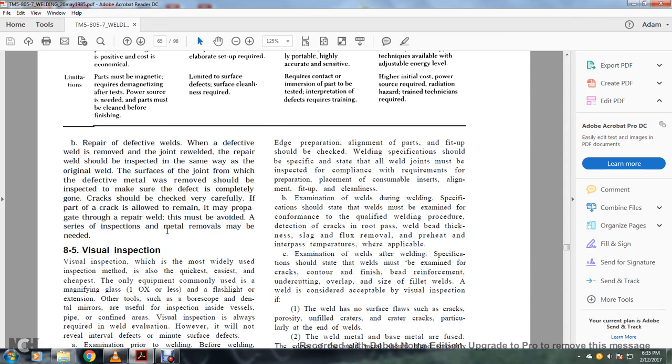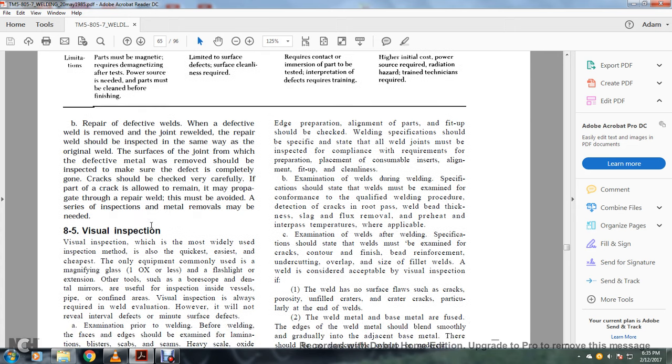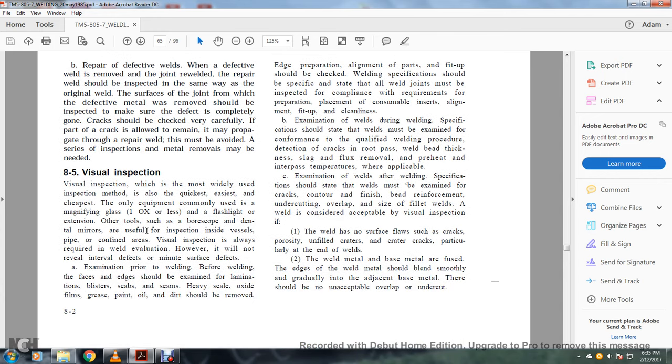When the defective weld is removed and the joint re-welded, the repair shall be inspected in the same way as the original weld. The surface of the joint from which the defective metal was removed should be inspected to make sure the defect is completely gone, but the crack should be checked very carefully. If part of the crack is allowed to remain, it may propagate through a repair weld. This may be avoided with a series of inspections. Metal removal may be needed.